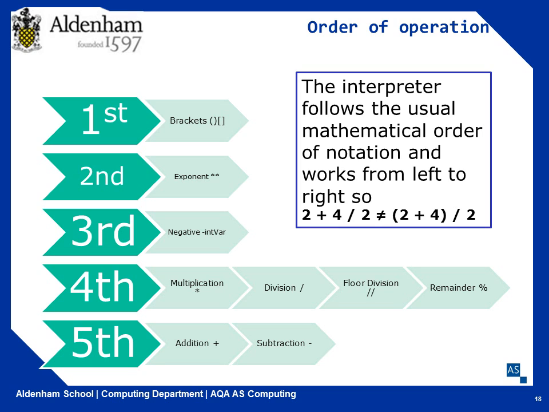And if you look, when they come on an equal footing, like these two sections here, it will just implement it from left to right, so whichever sign is the closest to the left will be done first. This is exactly the same as your BIDMAS in maths: brackets, indices, division, multiplication, addition, subtraction, and you'll be aware that 2 plus 4 divided by 2 is not equal to 2 plus 4 in brackets divided by 2.